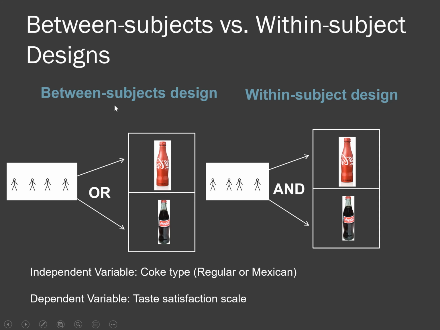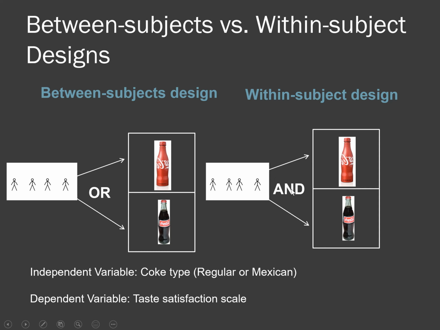If it was a between subjects design, a person would show up for our taste test experiment, and they would be randomly assigned to taste either the American or the Mexican Coca-Cola, but not both. And in the end, we would do a comparison of means, likely using an independent samples t-test, to see if there's a statistically significant difference between the people who were randomly assigned to American Coca-Cola versus those who were randomly assigned to Mexican Coca-Cola.